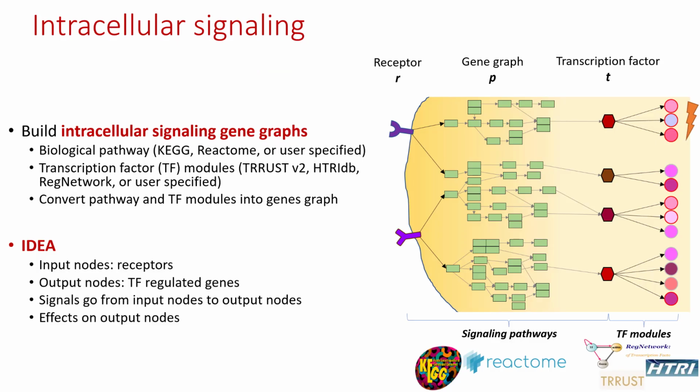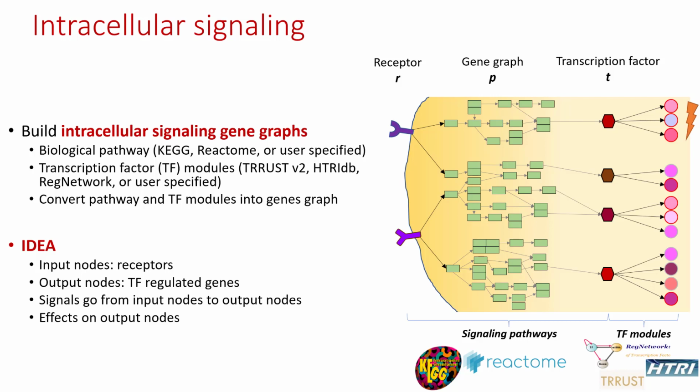About the identification and quantification of evidence of ongoing intracellular signaling, we first build what we call an intracellular signaling gene graph. Basically, we want to model the signaling cascade that happens inside a cell, and we use information from the KEGG and Reactome pathway databases and several transcription factor module databases to build a gene graph that connects receptors to transcription factors and their regulated genes. The idea is that receptors are the input nodes in this gene graph, and that the intracellular signal is propagated from the receptor through transcription factors and their downstream genes.